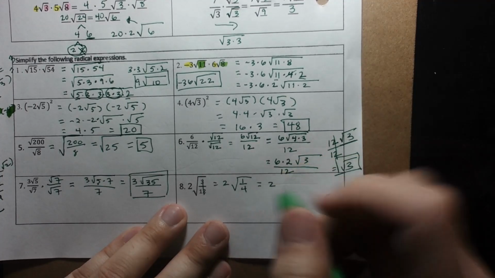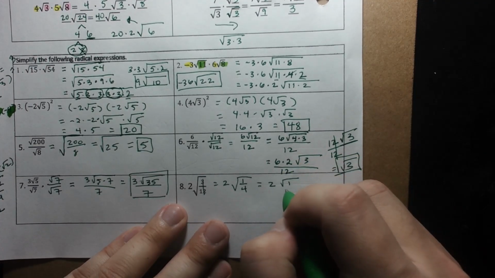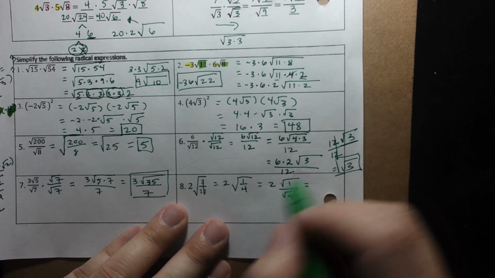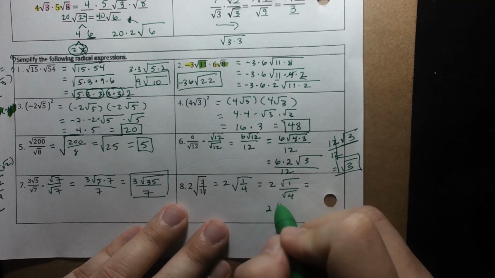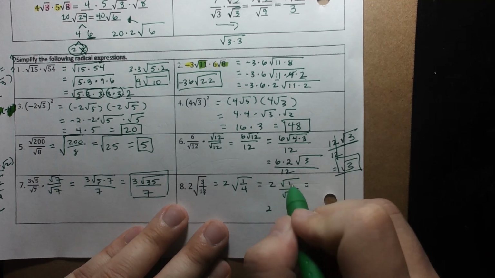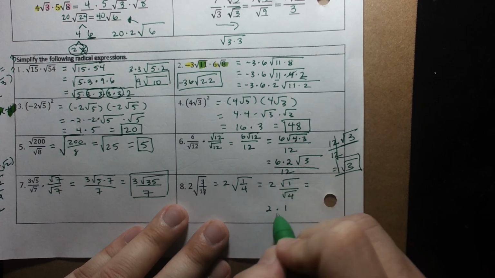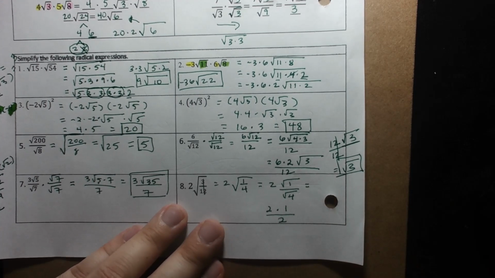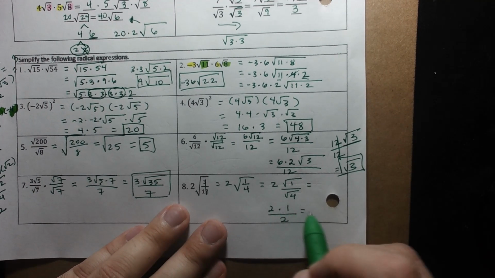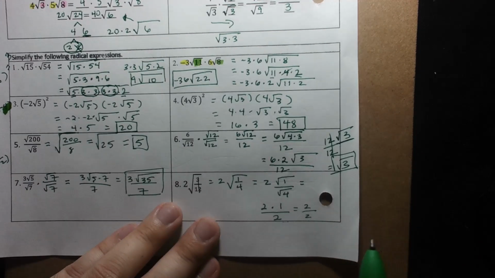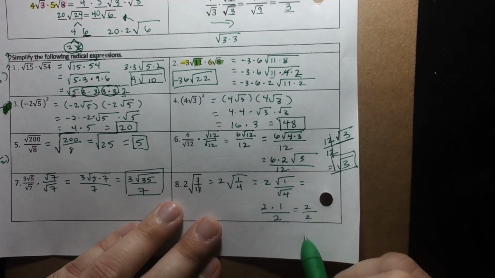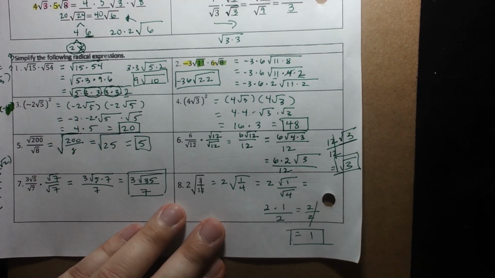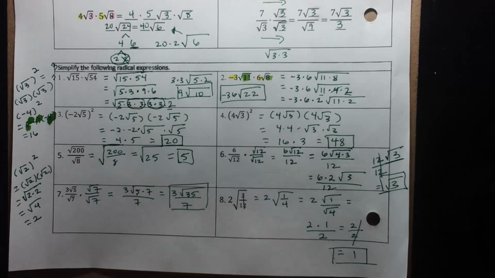I have 2 times the square root of 1 over the square root of 4. So we have 2 times the square root of 1. The square root of 1, y'all, that's just 1. And then we have the square root of 4, which is just 2. So 2 times 1, of course, that's 2. And then you don't do anything in the denominator. And then we have 2 divided by 2. You know for sure that's 1. Okay?